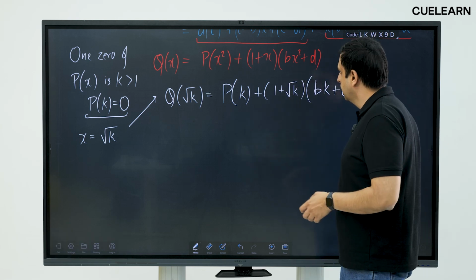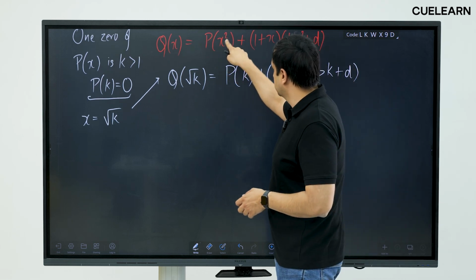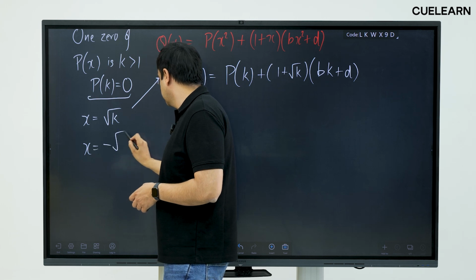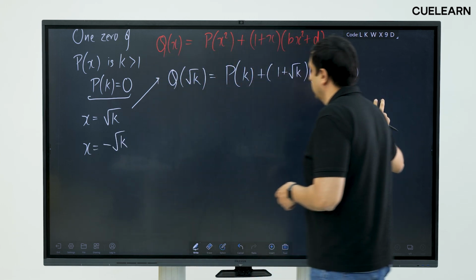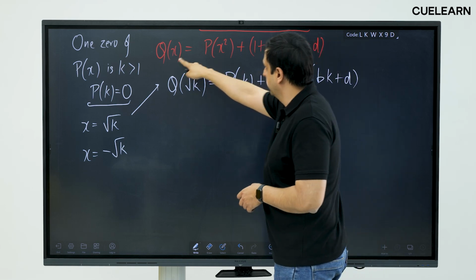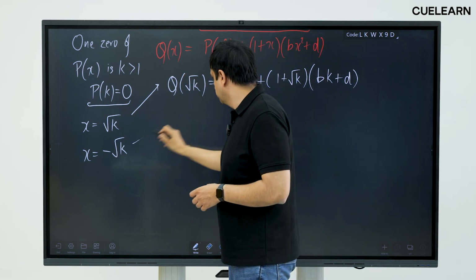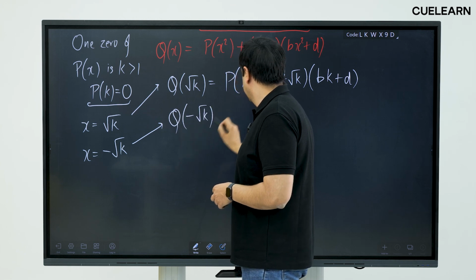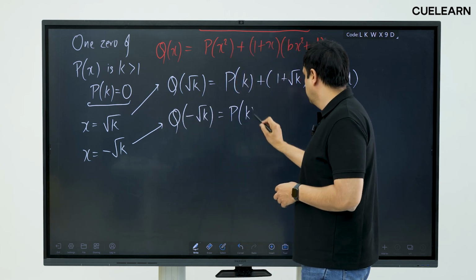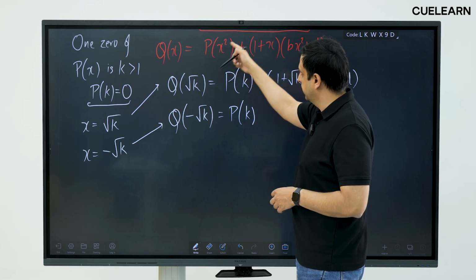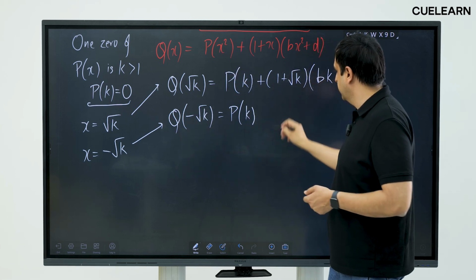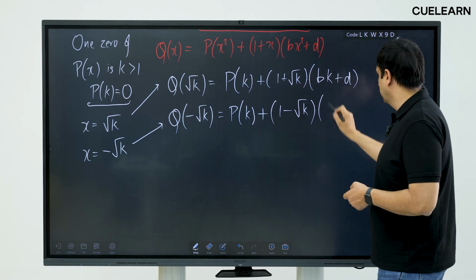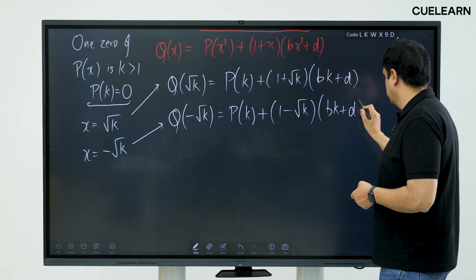If you think about it a little bit, the answer could strike you quite quickly, because we have an x squared here, and therefore if I substitute x equal to minus root k in this equation that I've written between q of x and p of x, this also tells me something very interesting. So I have q of minus root k is equal to p of k, p of k again, because x squared and x is minus root k, so the square is k, plus 1 minus root k times bx squared plus d, which is bk plus d.